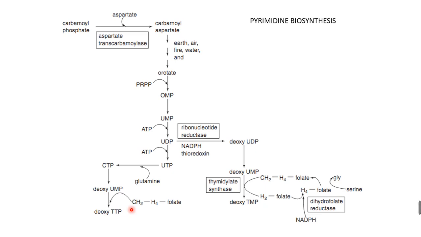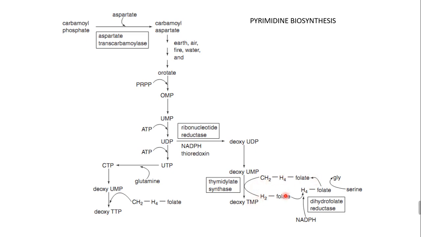The TTP is very important, because in place of uracil, thymine will be present in DNA. The thymine should be in the deoxy form. UDP is further converted into deoxy-UDP and deoxy-UMP and deoxy-TMP also. So either this way the TTP will be formed, or this way TMP will be formed. Again, the TMP will be converted into thymine diphosphate, and further to triphosphate.